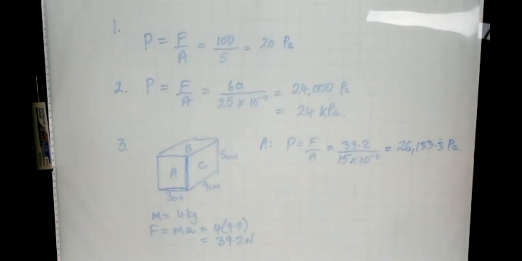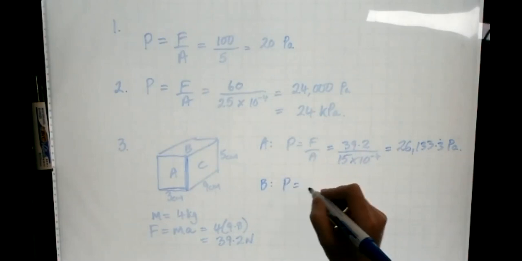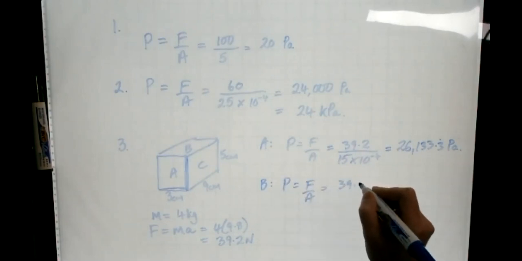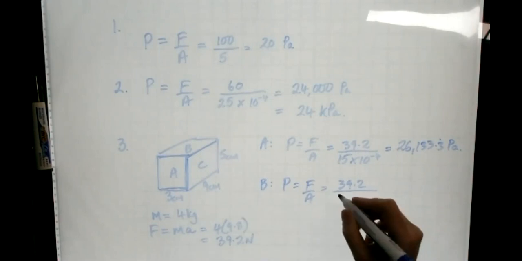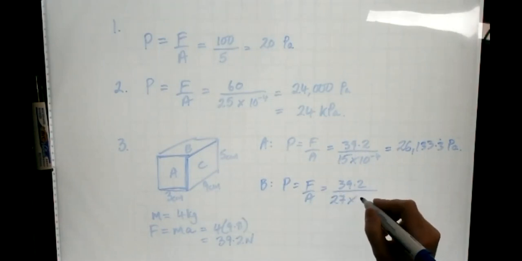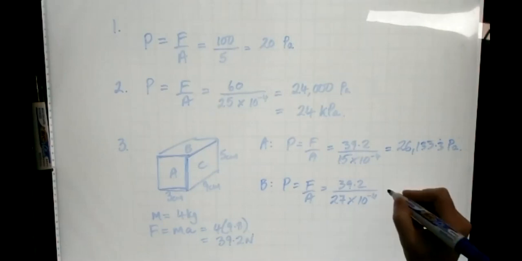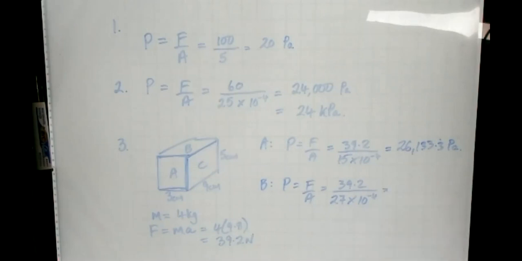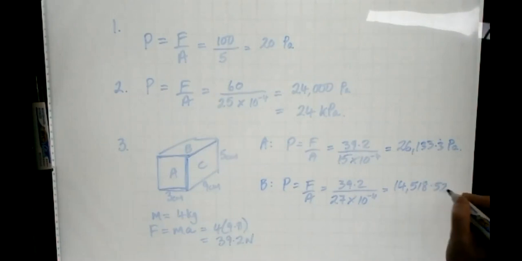Okay, now for side B, the pressure exerted on side B. The force is the same, and the area of B is 3 centimeter times 9 centimeter. So 3 times 9 is 27 centimeters squared, converted to meters squared times 10 to the power of -4. Put into the calculator 39.2 over 27 times 10 to the power of -4, which gives about 14,500 Pascal.